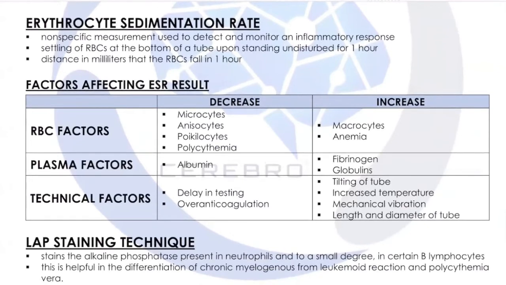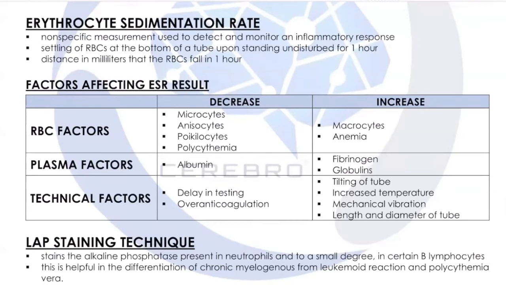Okay, so I have enlisted here the different factors that affect the ESR result and classified them on what are the factors that will decrease, that means that will slow down the settlement of the red blood cells, and those factors that will increase the settling of the red blood cells. So first we have the red blood cell factors.